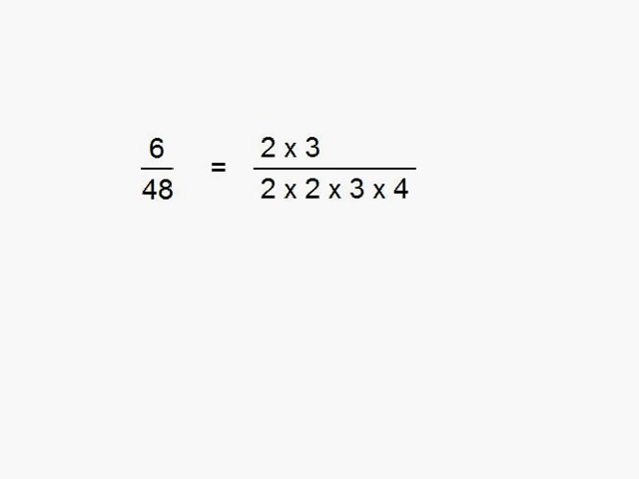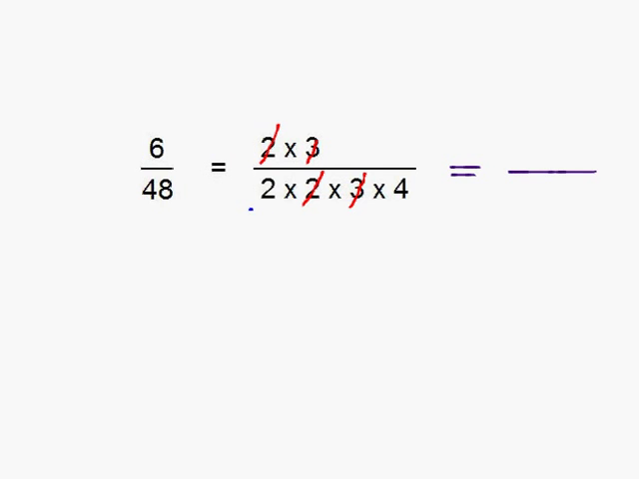Our next example is 6 over 48. Again, the first step when simplifying fractions is to find and list the prime factorization of the numerator and the prime factorization of the denominator. The next step is to cross out any number that appears at the top and bottom. We have a 3 that appeared at the top and bottom, so we will cross it out. Then we have a 2 that appears at the top and bottom, so we will cross it out as well.